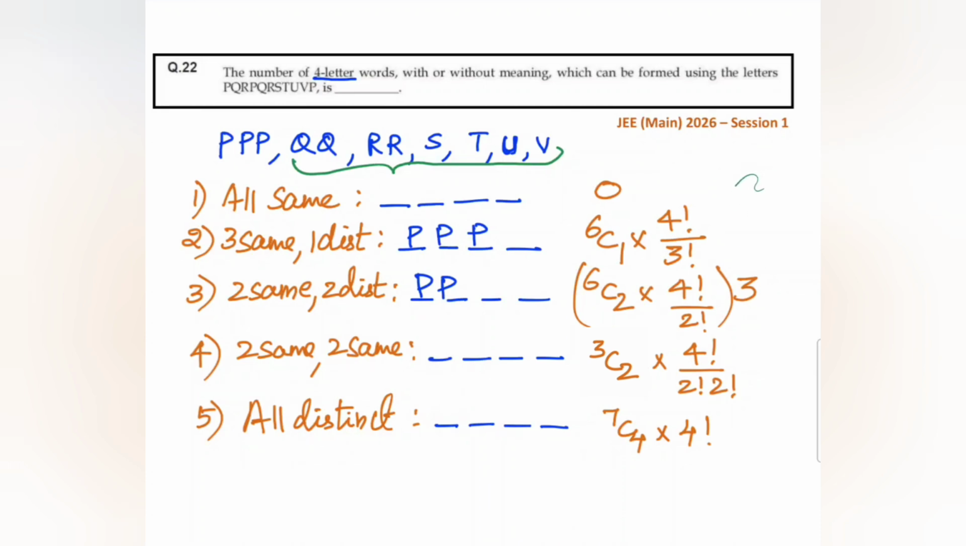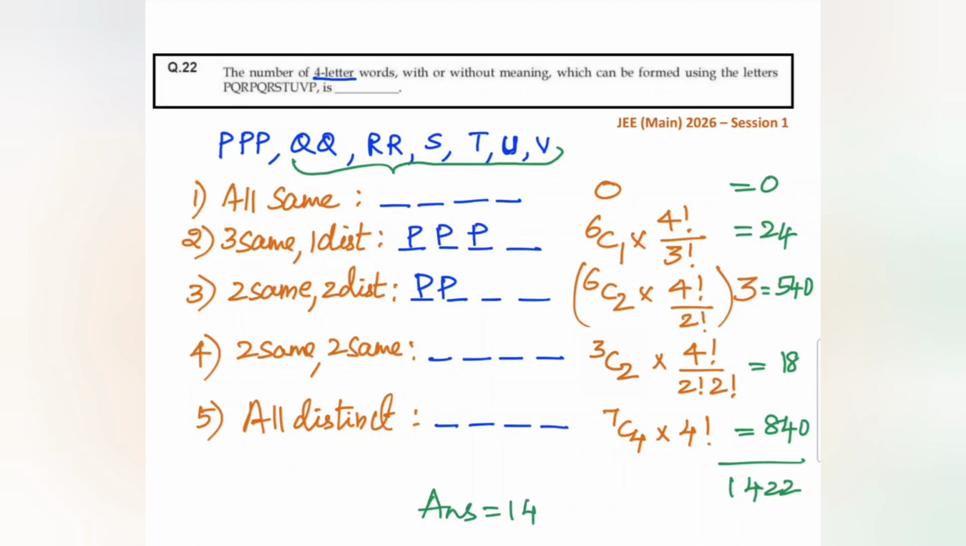So first case it is 0. Second case it is 6 into 4, 24. And third case, if you evaluate this, you'll be getting 540. And next, fourth case it is 18, and the last case it is 840. So totally you will be getting 1422. So answer is equal to 1422.